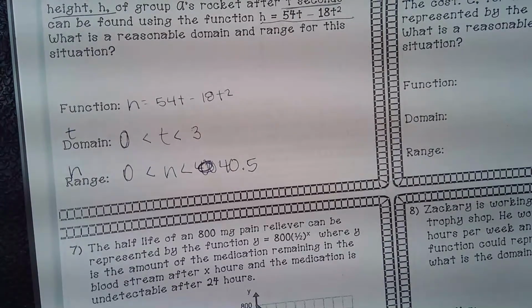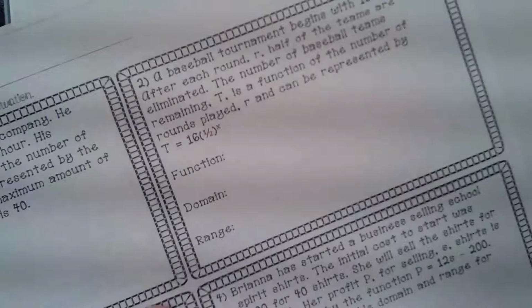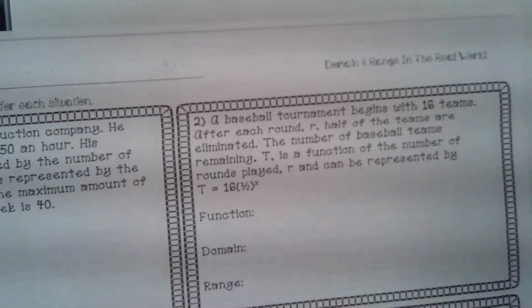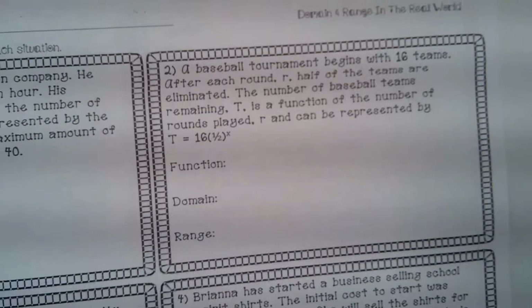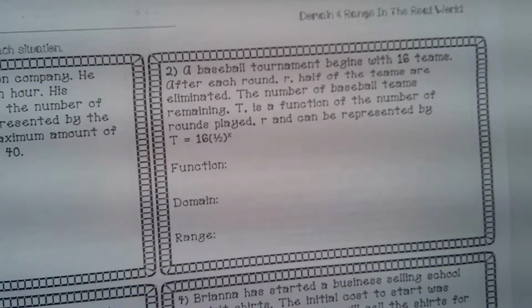I think y'all will be okay with the rest of them. I do want to go back and do number 2. We're going to do number 2 together and let's do the rest on your own. Is that okay? All right, so for number 2, it says a baseball tournament begins with 16 teams.